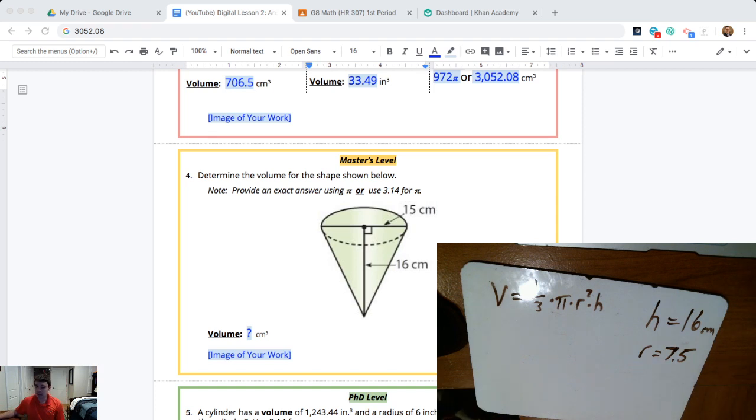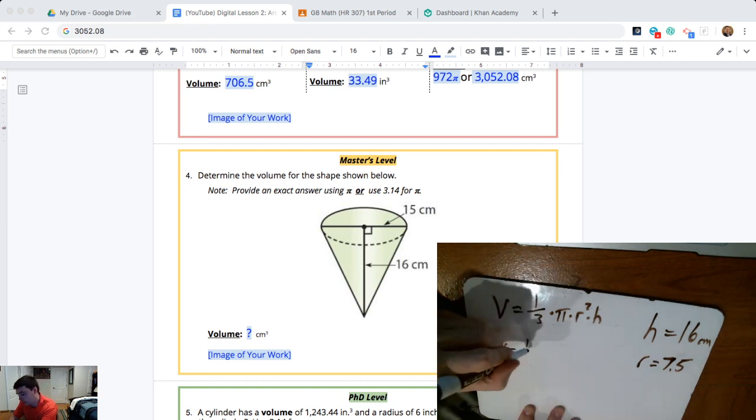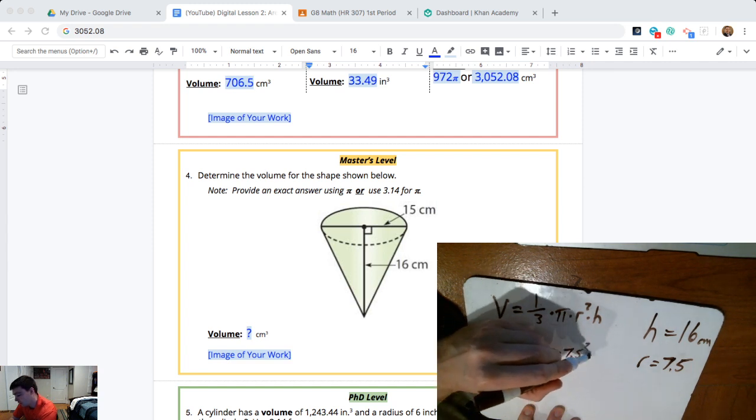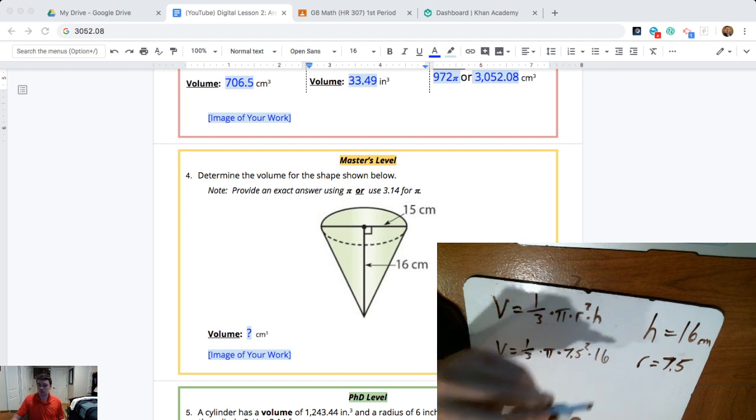I believe Khan Academy and IXL, as they get tougher, start to do this to you. They're not always going to just give you a nice radius number. Sometimes they show you the diameter, and you have to understand for any of these circular shapes that radius is always half as big as diameter. So our formula becomes V equals 1/3 times pi times 7.5 squared times a height of 16.